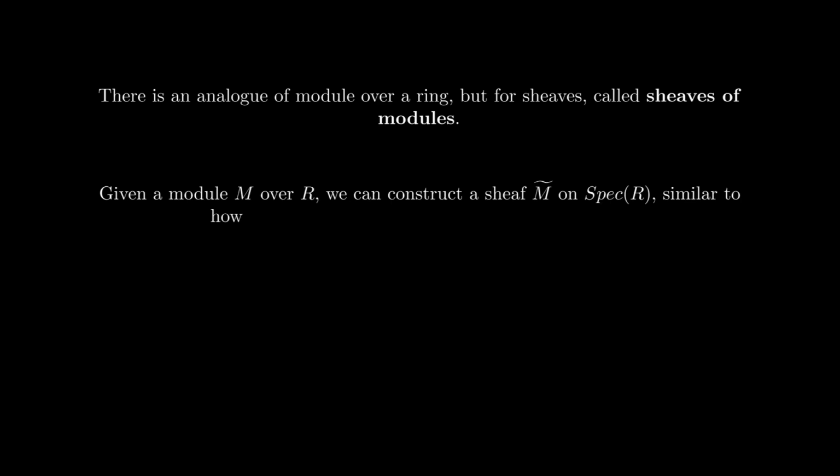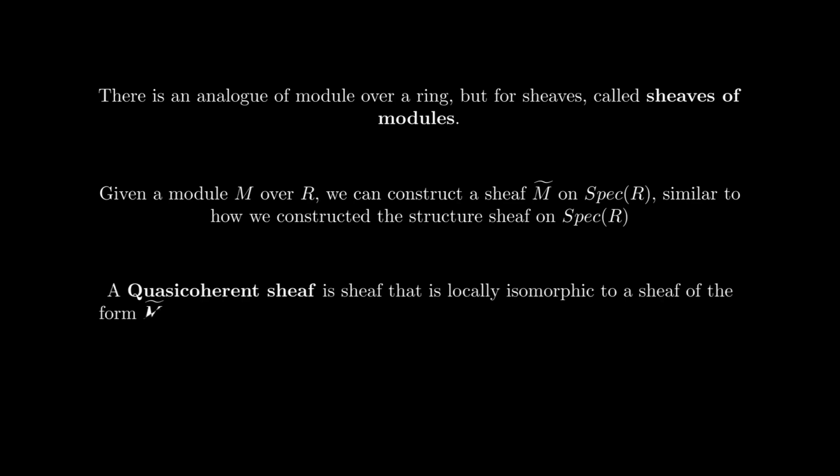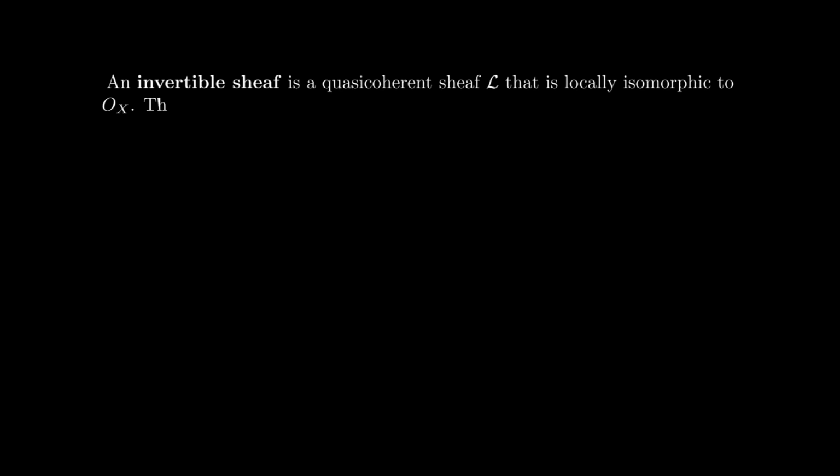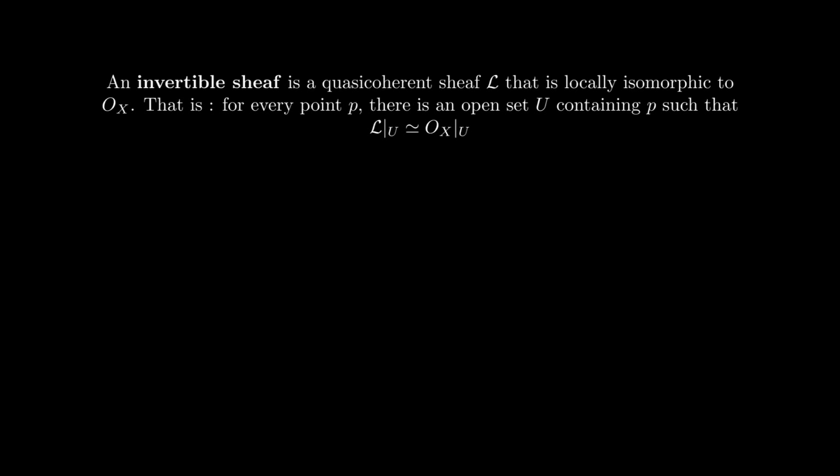There is a sheaf version of module over a ring, called the sheaf of modules. Just like how we can turn a ring R into a scheme, we can turn a module over the ring R into a sheaf of modules over Spec R. A sheaf of modules that is locally of this form is called a quasicoherent sheaf. An invertible sheaf is a quasicoherent sheaf that is locally isomorphic to the structure sheaf.